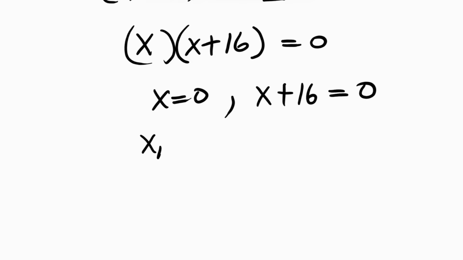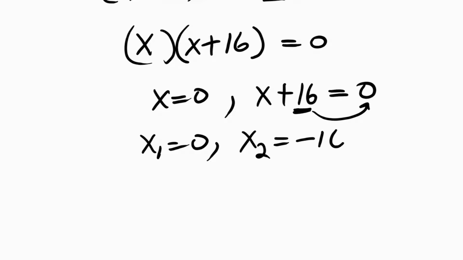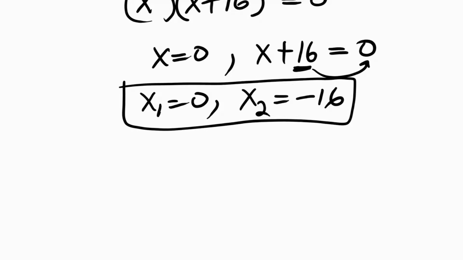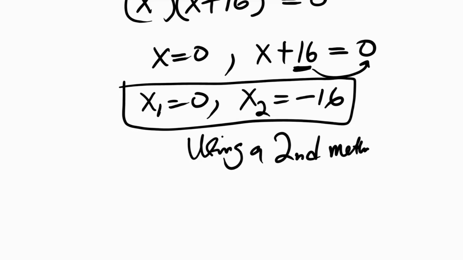So here, x1 is 0. Then x2: the 16 moves over to this side and becomes −16, or we can subtract 16 from both sides, and this becomes x2 = −16. These are our values of x. We can also solve this using a second method. Okay, let's solve this using a second method.